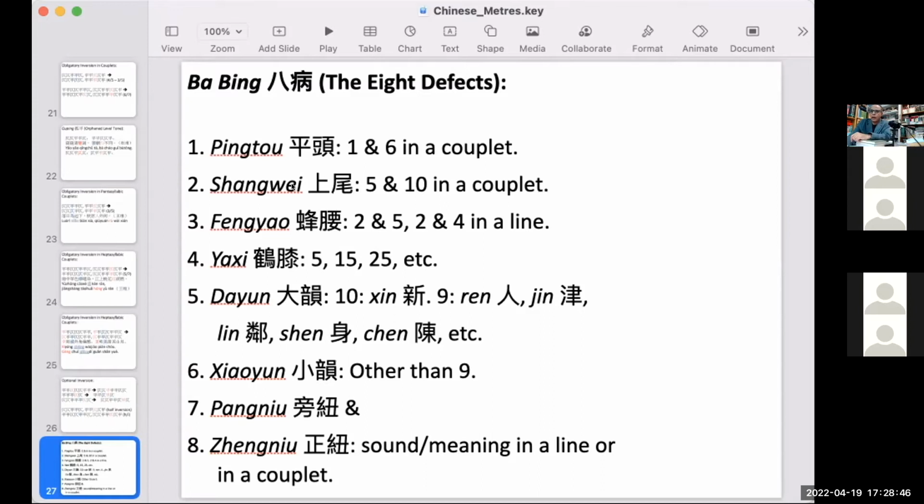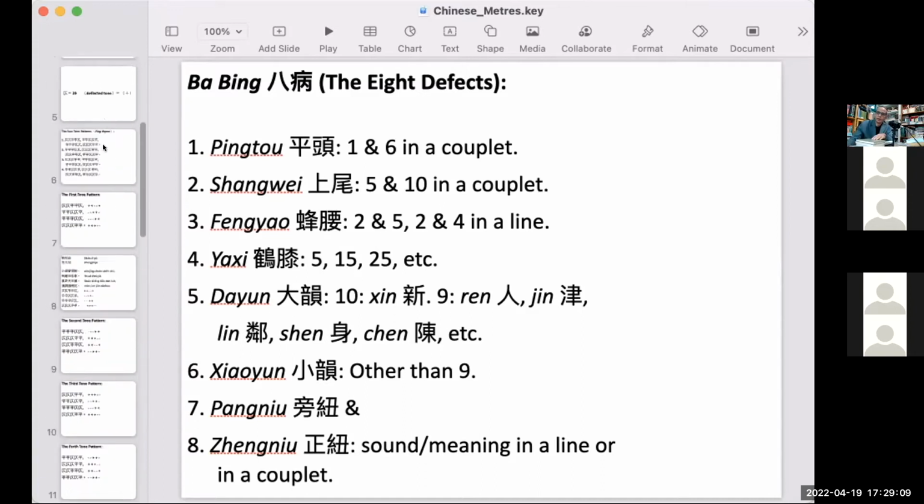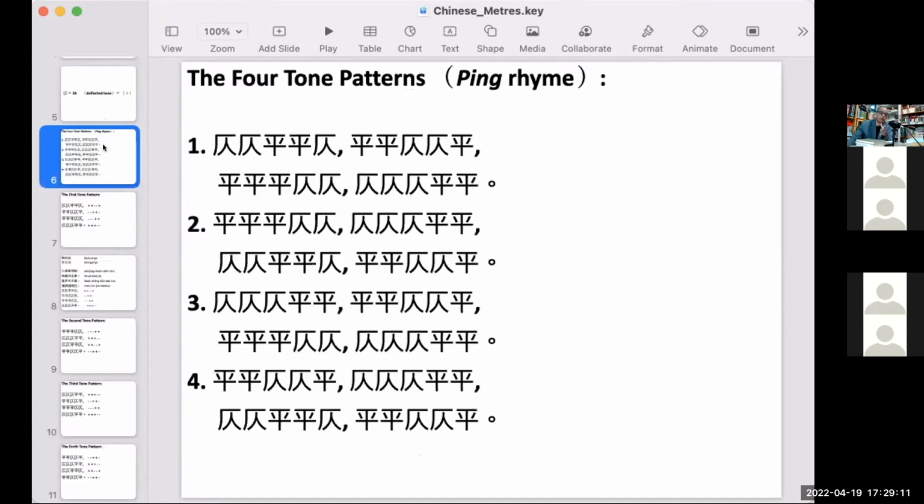So I will not go through all these details, but now I will give you an example of a very famous poem by Li Bai, and we'll try first to scan it, meaning try to identify the pattern. Let me remind you of the four patterns again, so you try to identify the pattern yourself. These are the four patterns if it's ping rhyme.